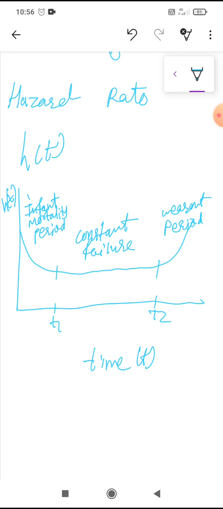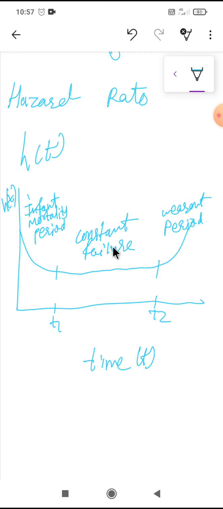Let's see a brief description of these three periods. First, the infant mortality period. The product population exhibits a hazard rate that decreases during the first period. Sometimes we call it a burn-in or debugging period. The hazard rate stabilizes at some value at time t1 when the weak products in the population have failed. Some manufacturers provide a burn-in period for their products as a means to eliminate a high proportion of initial or early failures.